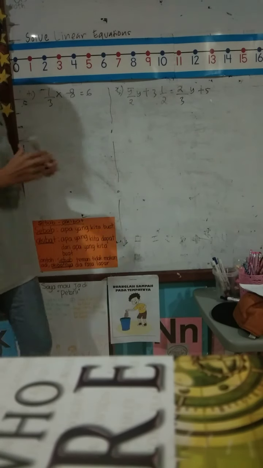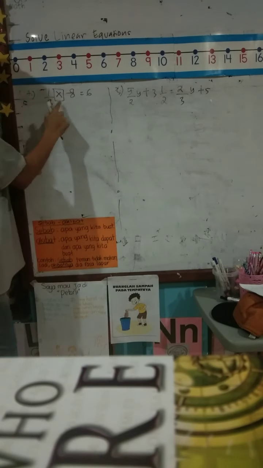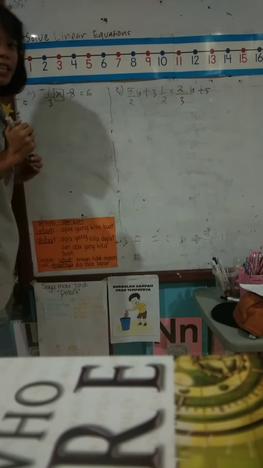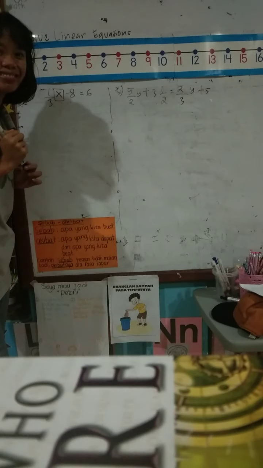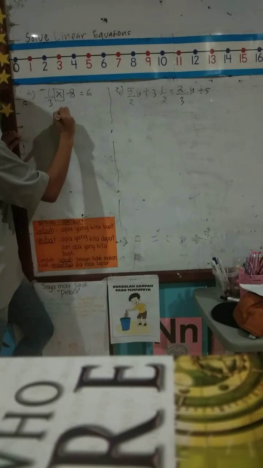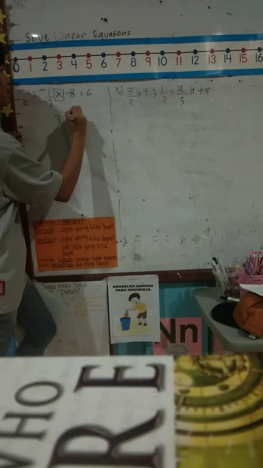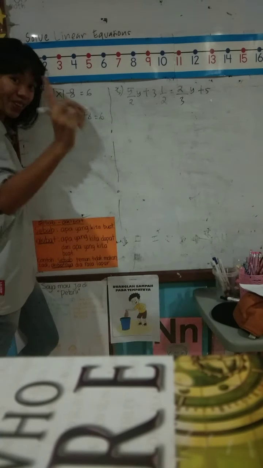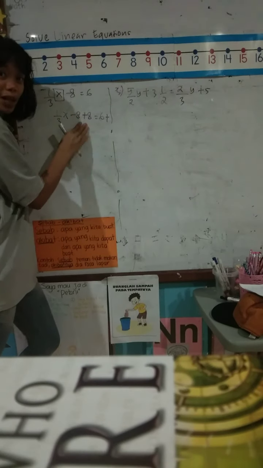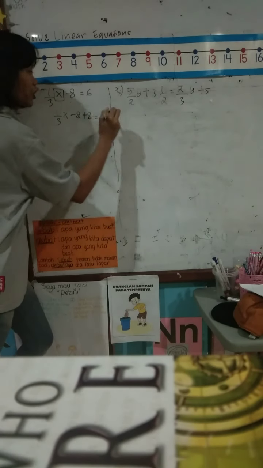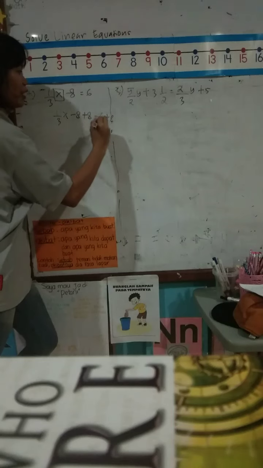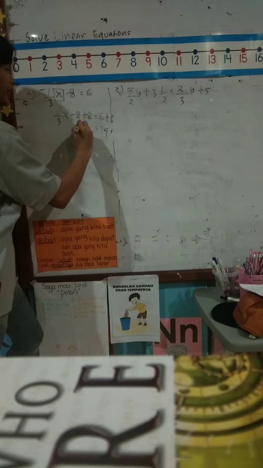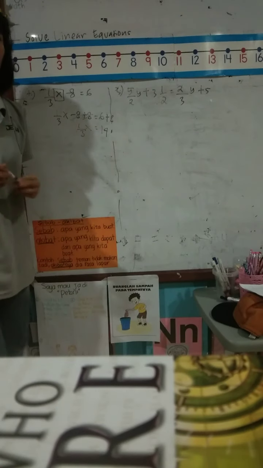The concept is still the same. To find out the value of x, you have to find the opposite of this one. What's the opposite of minus 8? Good job, positive 8. So 1 out of 3x minus 8 plus 8 equals 6. When you add 8 in here, you have to add 8 in here too. And then you get 14. And then only 1 out of 3x.